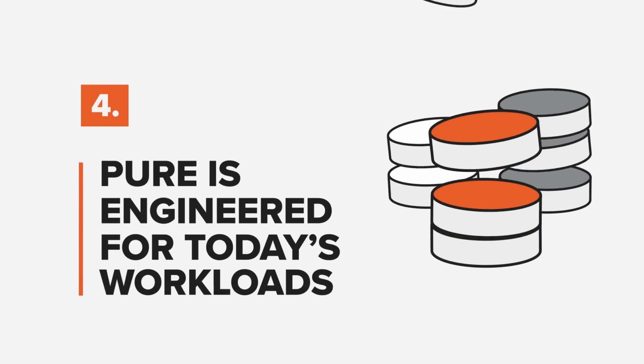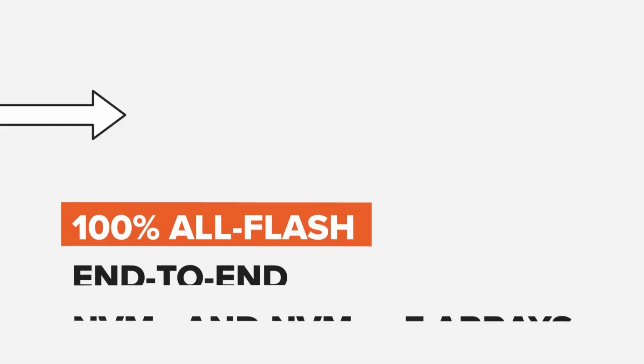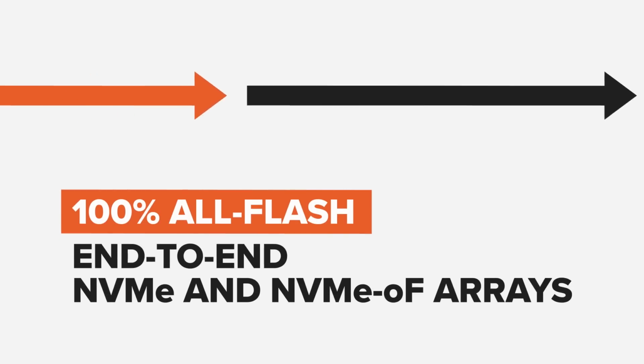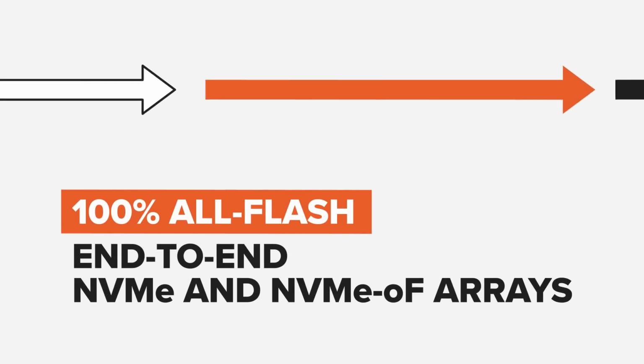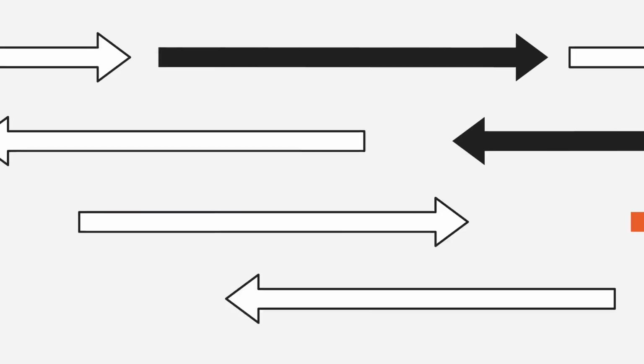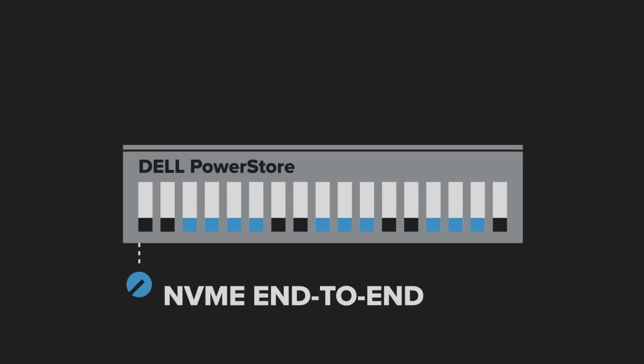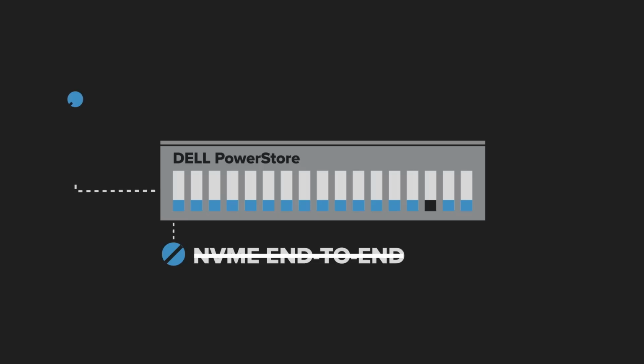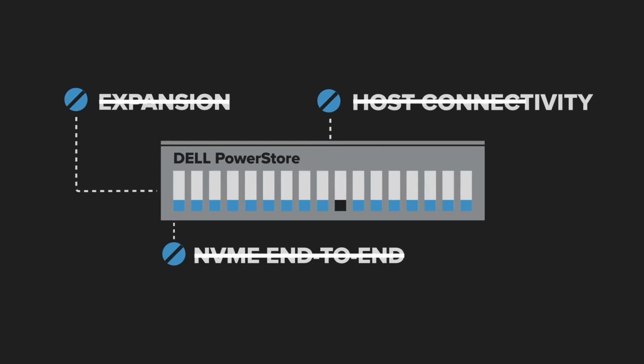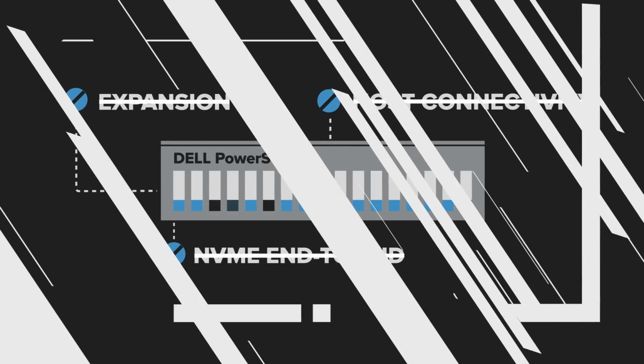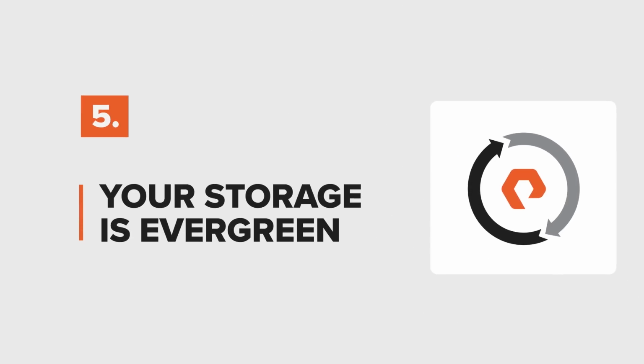Number four, Pure is engineered for today's workloads. With 100% all-flash end-to-end NVMe and NVMe over fabric arrays, we're able to meet even the most demanding enterprise application requirements. With PowerStore, NVMe is not end-to-end, and don't even think about support for expansion or host connectivity. It's just not there.